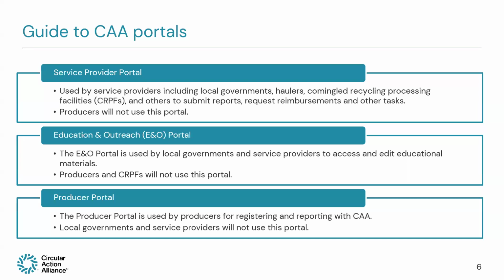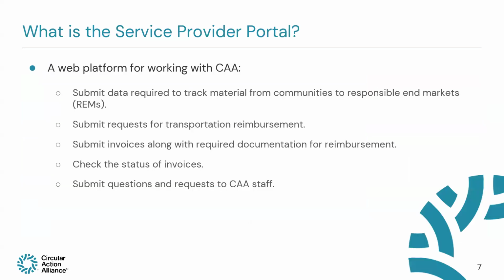And lastly, we have the producer portal. This is used by producers or those brands that are covered under EPR laws to register and report with CAA. Local governments and service providers don't use that portal. So these are the three portals that we have. And today we'll focus on that top one, the service provider portal. And I will turn it over to the amazing Aaron Berman on the CAA team to walk you through how this works.